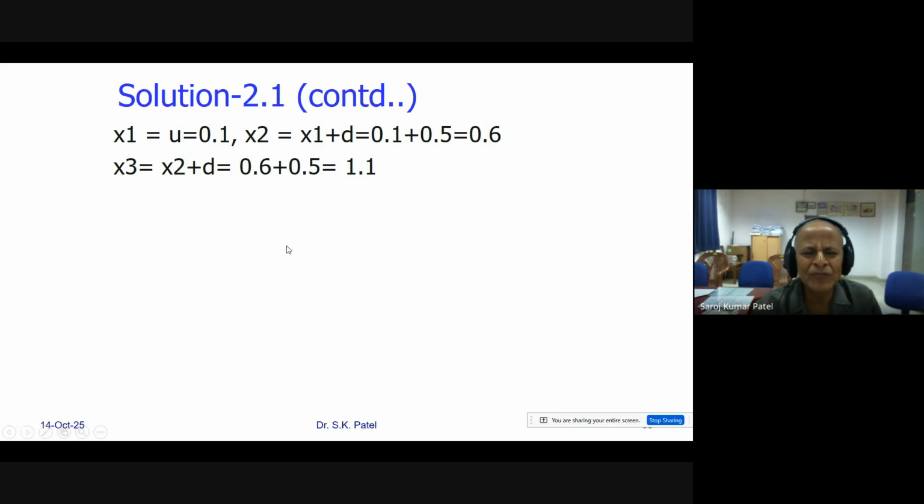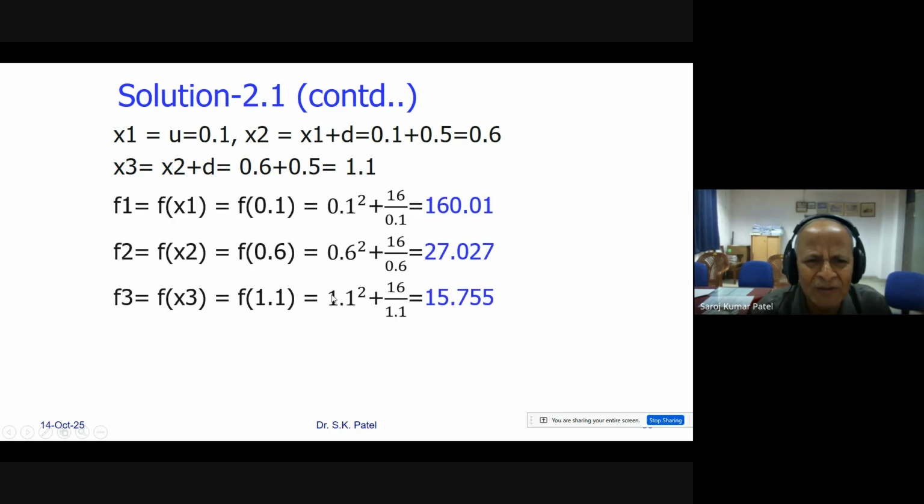So let us begin from u. So x1 is equal to u, and u is 0.1. x2 will be equal to the next point, that is x1 plus d. x1 is 0.1, d is 0.5. So we get 0.1 plus 0.5 is 0.6. And x3 is the next point, that is x2 plus d. So 0.6 plus 0.5 will be 1.1. At these 3 points now, we'll find out the value of f of x.